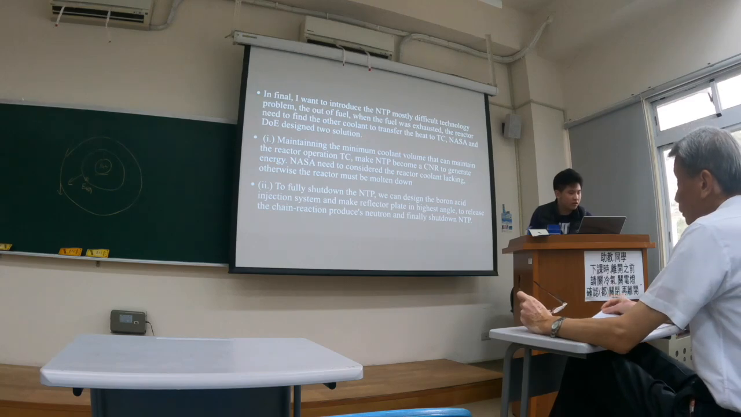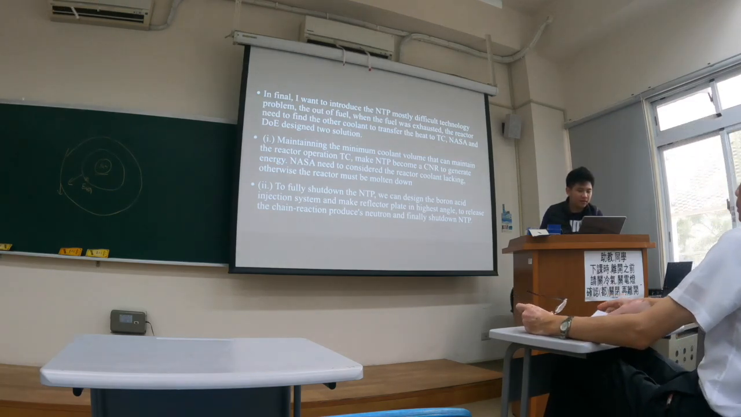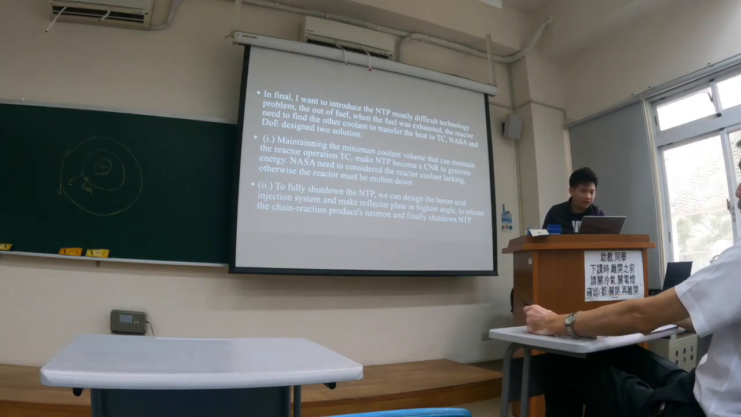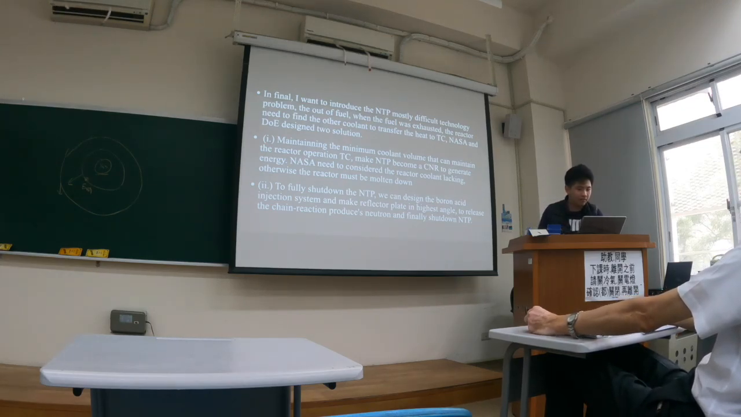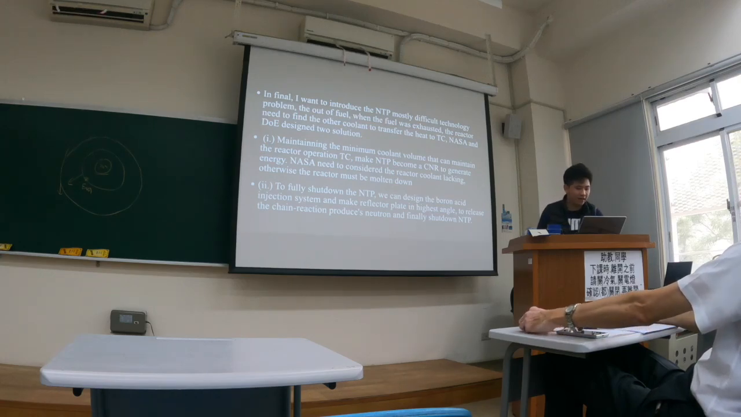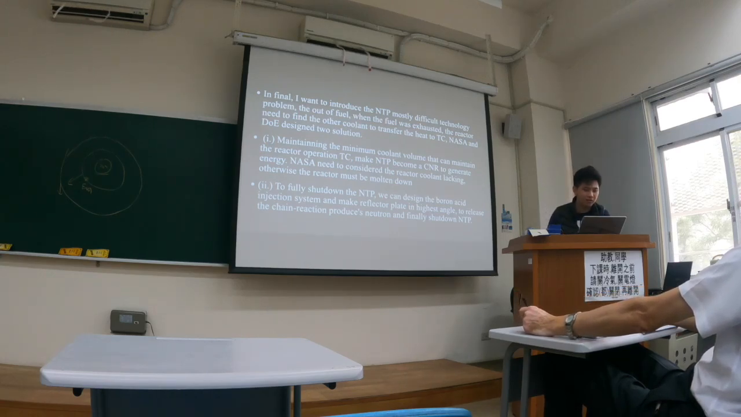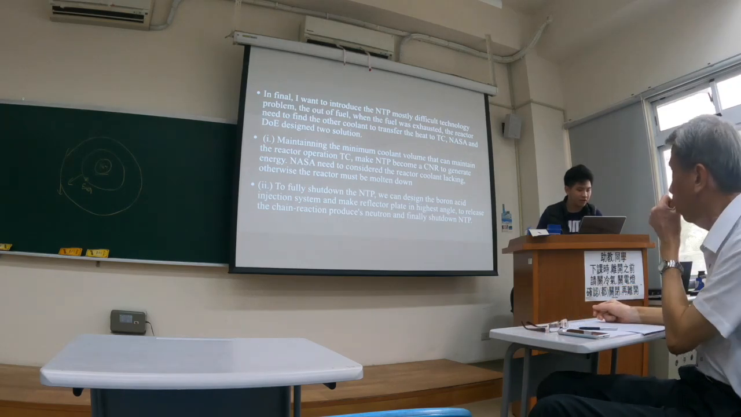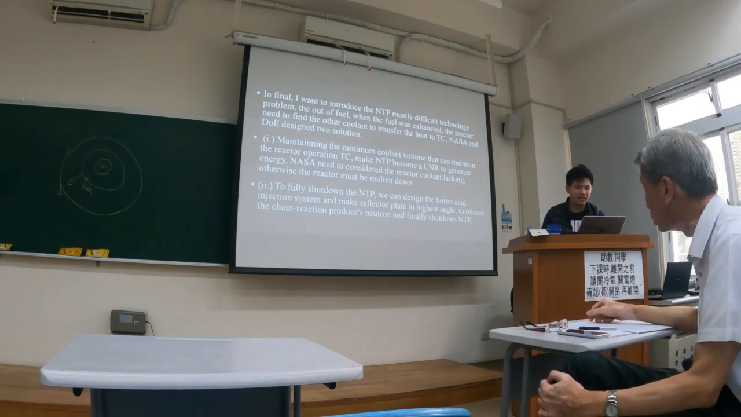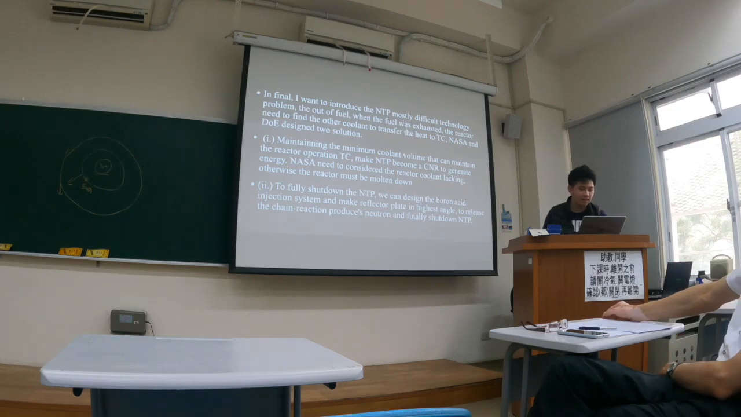Finally, I want to introduce the NTP's most difficult technology problem, running out of fuel. When the fuel is exhausted, the reactor needs another way to cool, or we need another coolant to transfer the heat to the TC. NASA and DOE designed two solutions. The first is maintaining the minimum coolant volume that can maintain reactor operation, using the TC to transfer the heat and make the NTP become a CMR to generate energy.